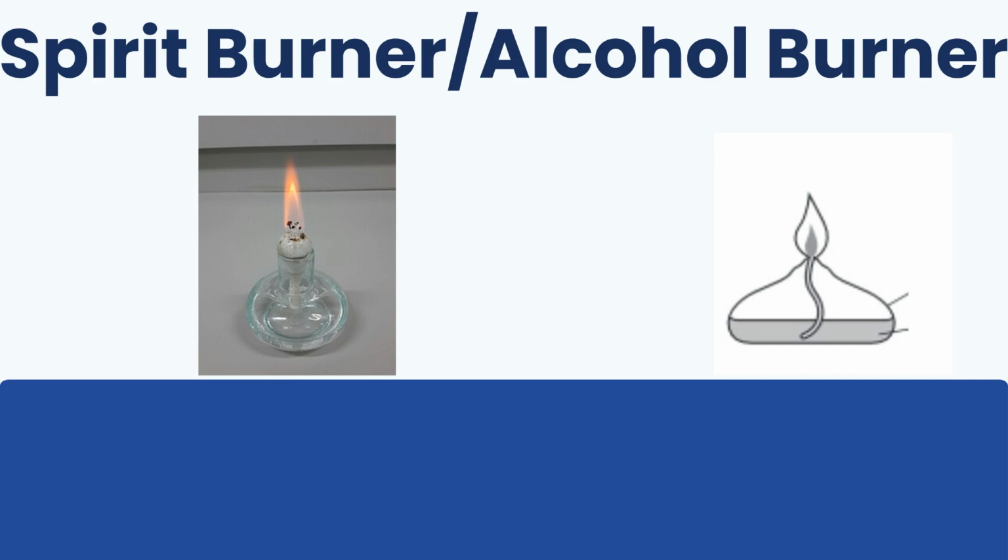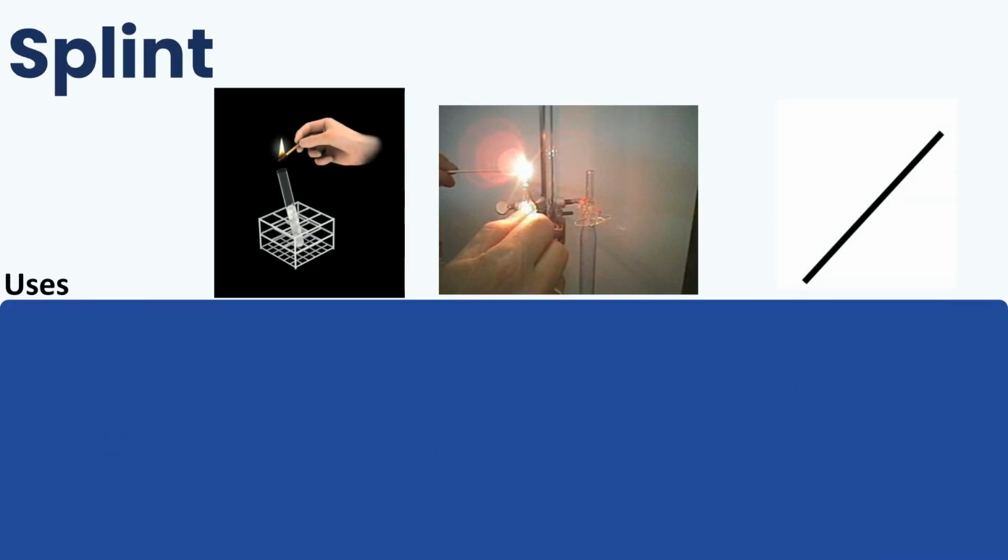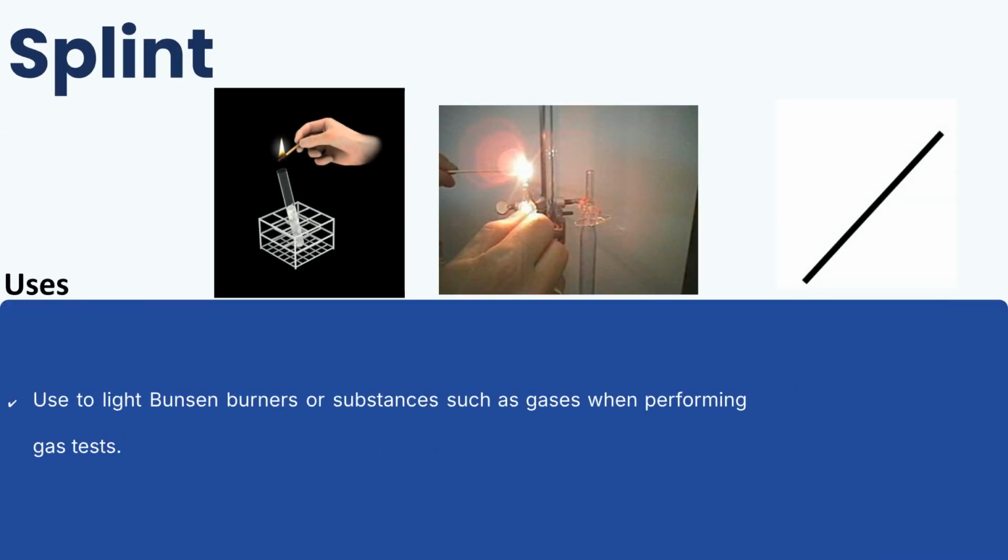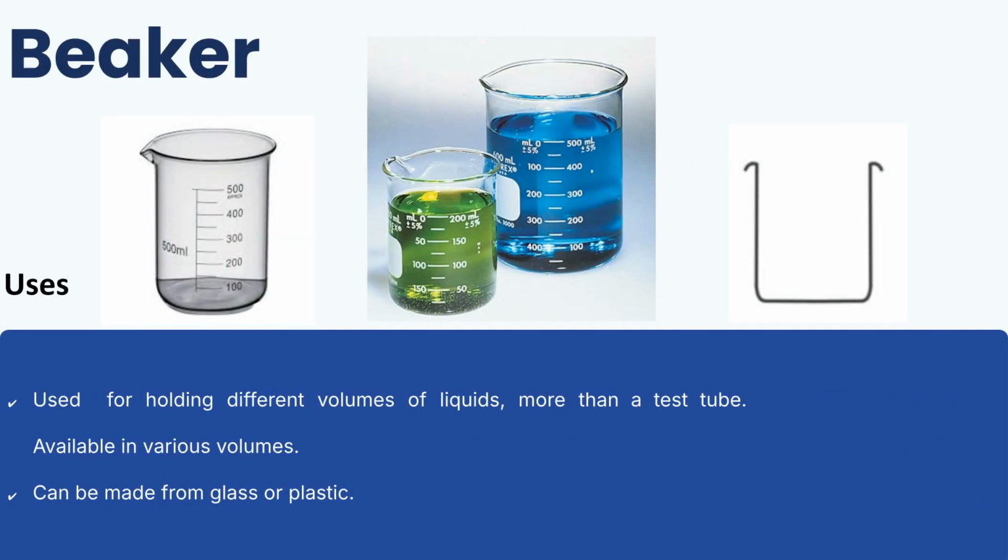A spirit burner, also known as an alcohol burner, contains a liquid fuel, often an alcohol, and is used for heating. A splint is used to light Bunsen burners or test gases when performing gas tests. A beaker is used for holding different volumes of liquids, typically more than a test tube. They are available in various volumes and can be made from glass or plastic.